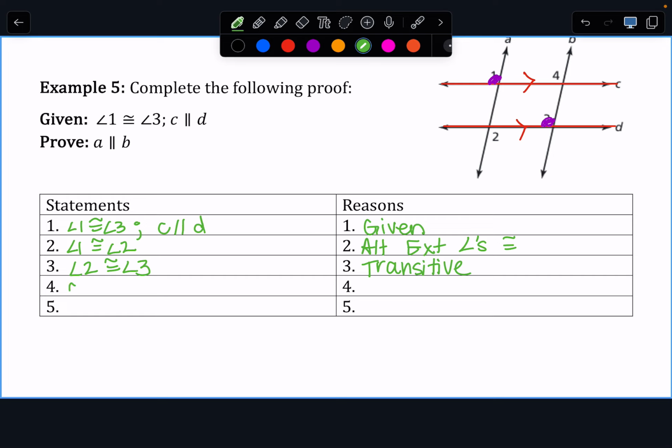So now I think we can say A is parallel to B. Why? Alternate interior angles. Look at us go. Oh, yeah.